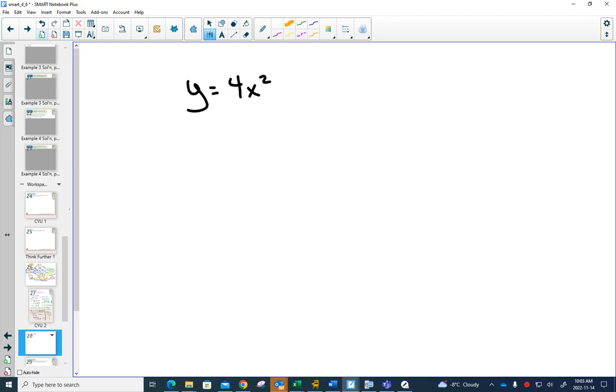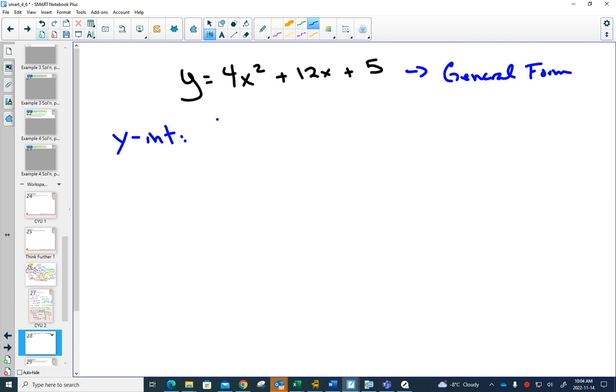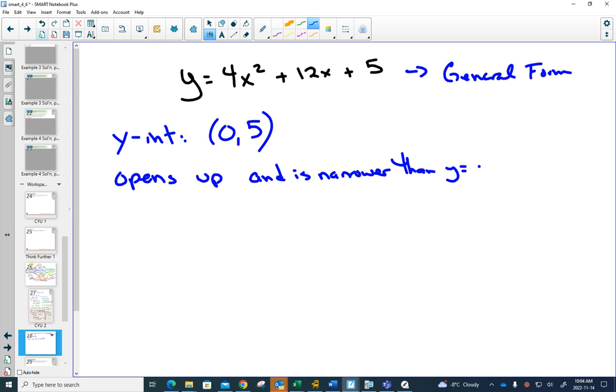So the question is, y equals 4x squared plus 12x plus 5. This is the general form. What can we find from our general form? Really easily, we can plug in 0 for x and get our y-intercept. We also know that it opens up, and would be narrower than y equals x squared because the a value is 4.